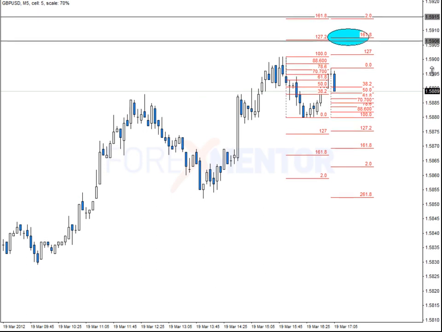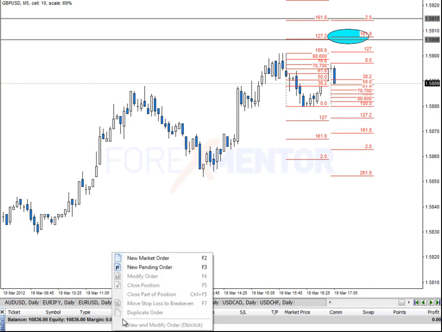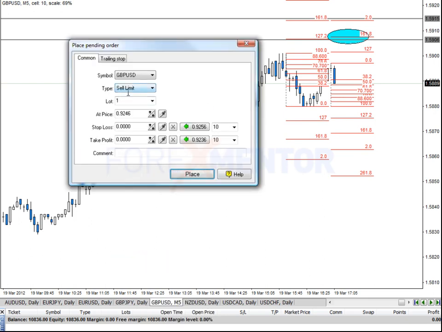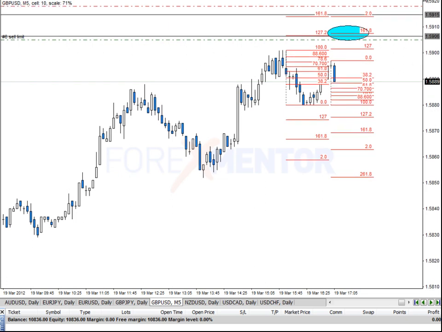So let's just look at putting an order in. So we go to our platform, we go new pending order, sell limit. We want to put a sell limit at 1.5905, 1 pip below the 127 extension. Stop loss 1.5915, and I want to add a 3 pip spread, so make the stop loss at 1.5918. Okay, so pretty tight stop. And in terms of target, I'm going to leave that open. I want to see what happens if price gets there, what happens after that.